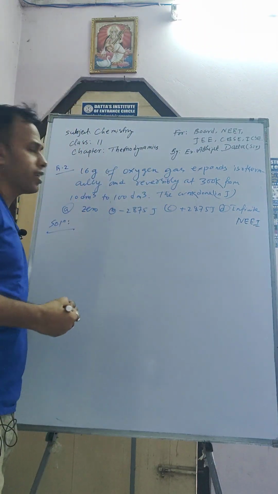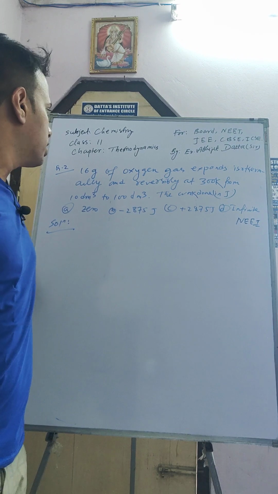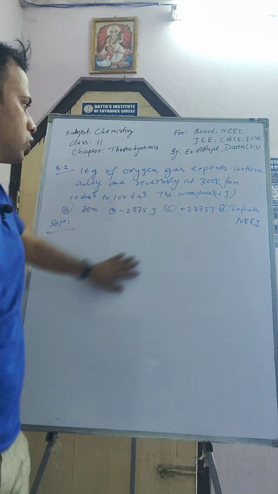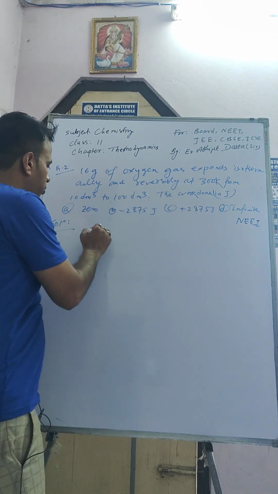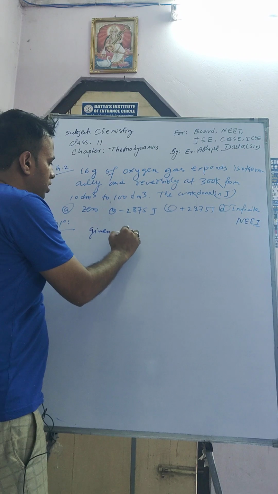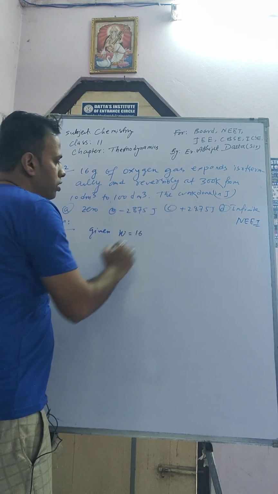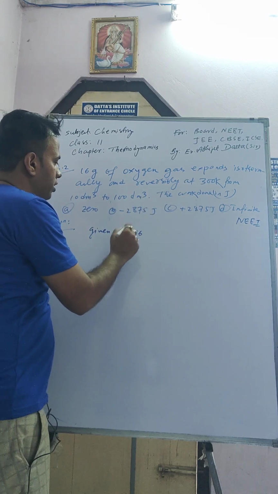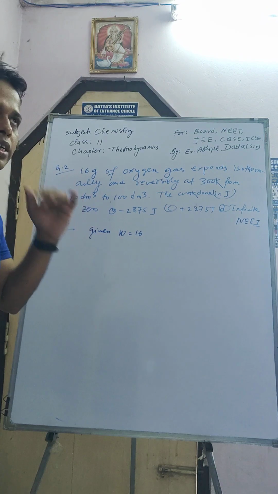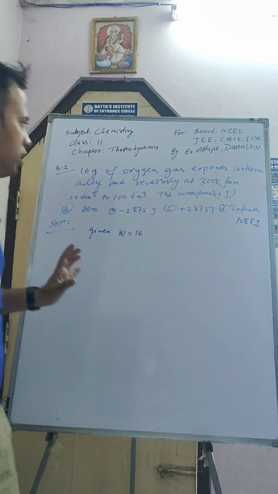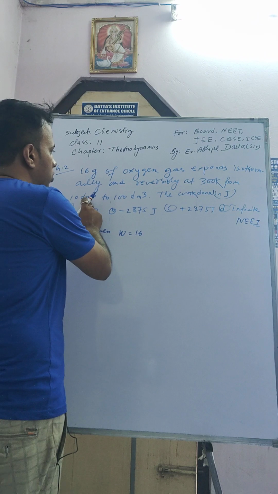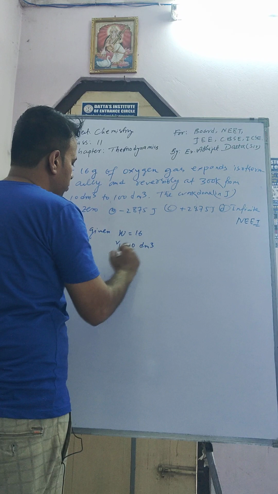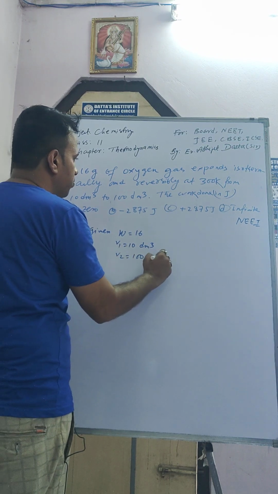So our next question, question number 2, is like this: 16 gram oxygen gas expands isothermally and reversibly at 300 kelvin. So what is given here? Given 16 gram, that is the mass W. Oxygen gas expands isothermally and reversibly. Reversibly, you have to remember this. And the volume changes from V1, which is 10 decimeter cube, to V2, which is 100 decimeter cube.